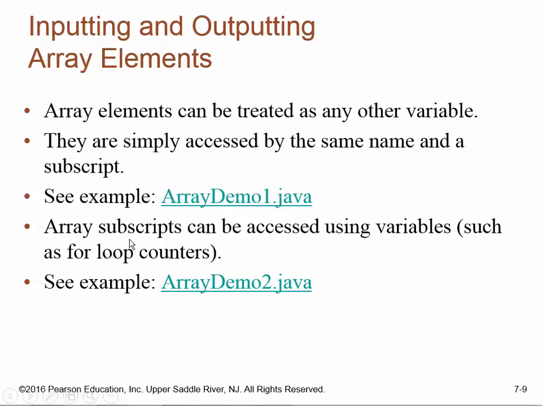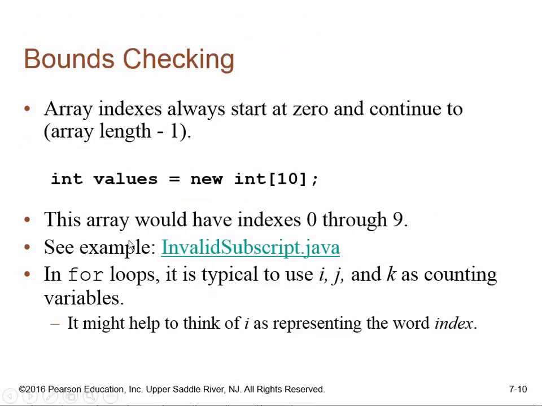Arrays are really designed to work with loops, especially for loops. Array indexes start at 0 and they go to the length of the array minus 1. So again, if we have values here, it will go from 0 through 9. This is about the only time when you use for loops that it's okay to use very simple, kind of nonsensical names like i, j, and k. I still sometimes use LCV, but sometimes I use i, j, and k.